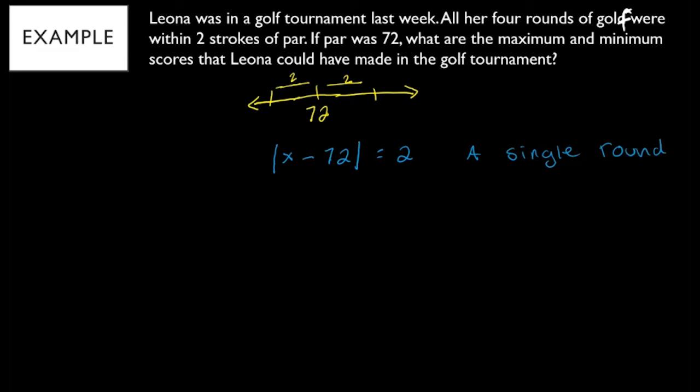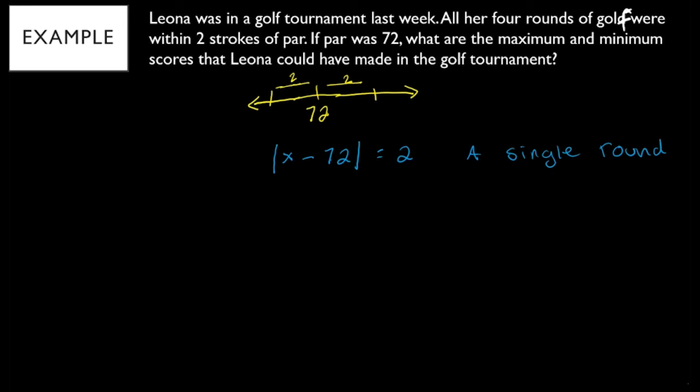So we're going to solve this using algebra, although you can just visually see what the answers are going to be. But we're going to solve it using algebra to practice that. And then we're going to answer the question, maximum and minimum scores that she could have made in the tournament. And are they asking for scores per round, or the total scores? Since it's not clear, we'll assume that it's scores per round here.